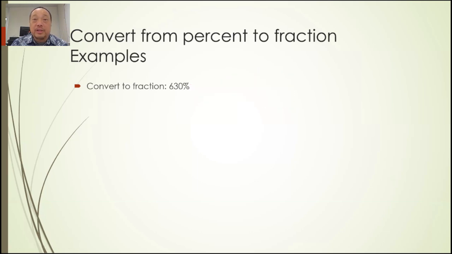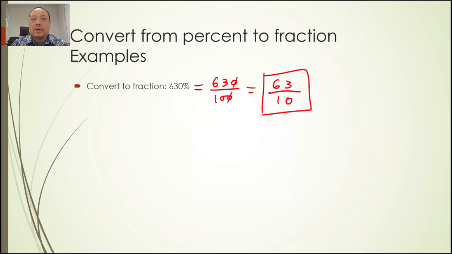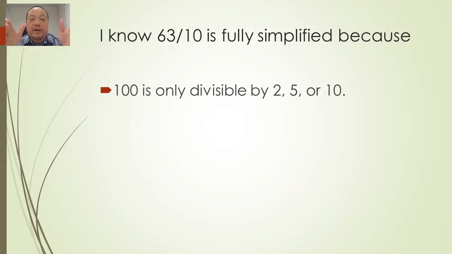Next example, 630%. 630 over 100. Simplify by 10, 63 over 10. Done. By the way, do you know how I know I'm done so quickly without checking for more simplifications? Because when we simplify a fraction of something over 100, the 100 in the denominator is only divisible by 2, by 5, or by 10. So we only need to check 2, 5, and 10. We don't need to check for 3 or 7 or anything else.